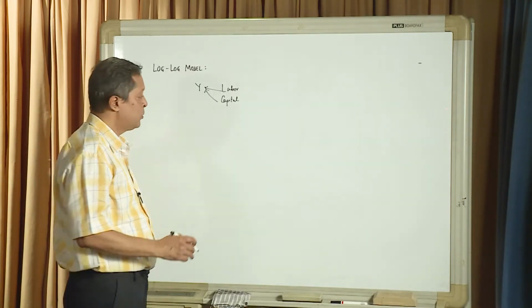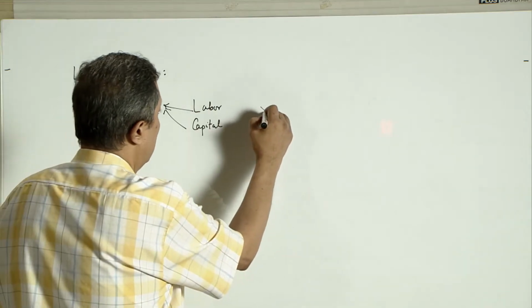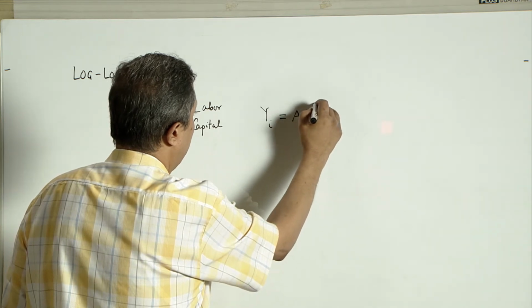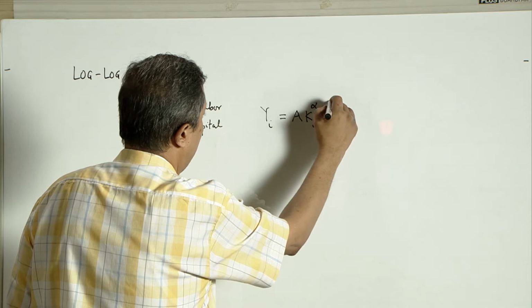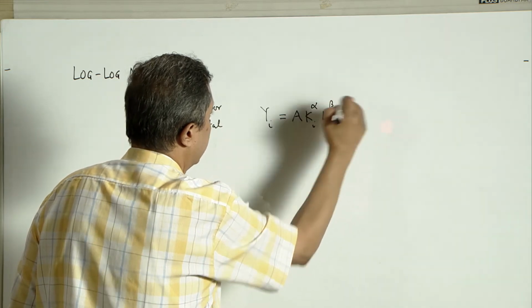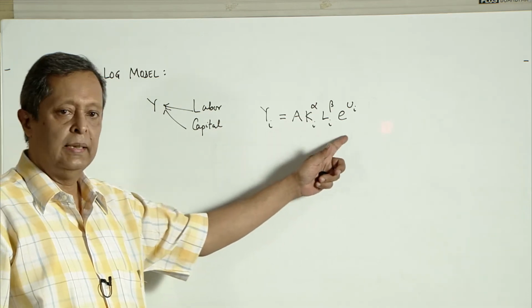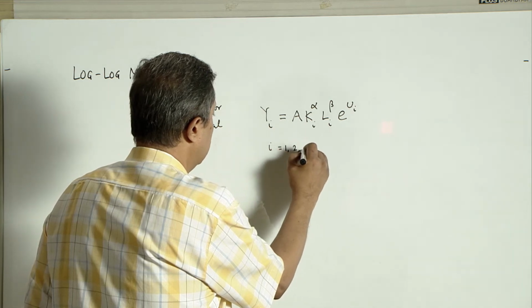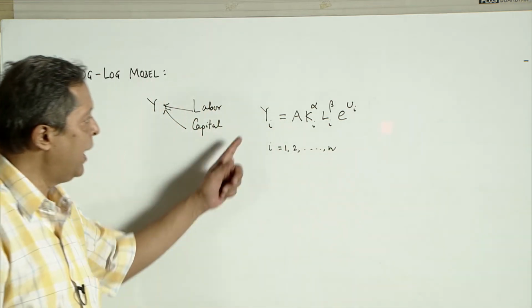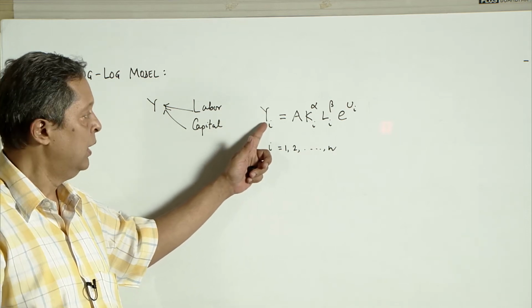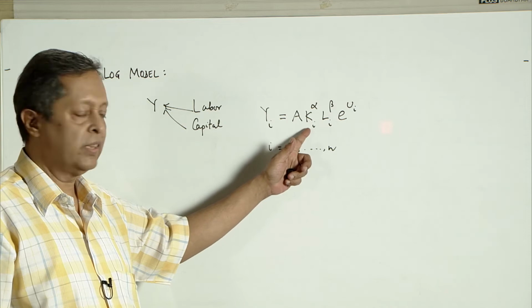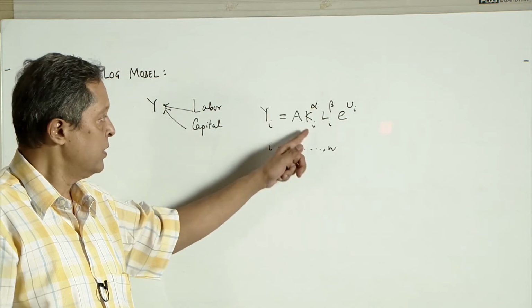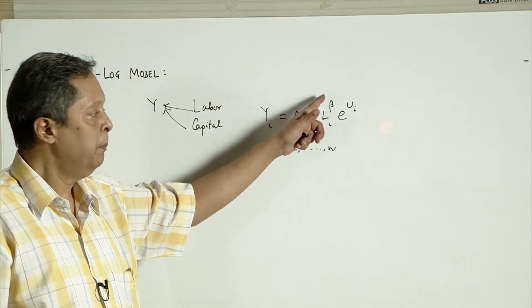An often used production function is given as yi is equal to a ki to the power alpha li to the power beta exponential ui. You will have noted that i is the observation which runs from 1 to n. So, yi is the ith observation on the output, corresponding to which capital input is ki and labor input is li, and each of these has powers. So, ki to the power alpha, li to the power beta.